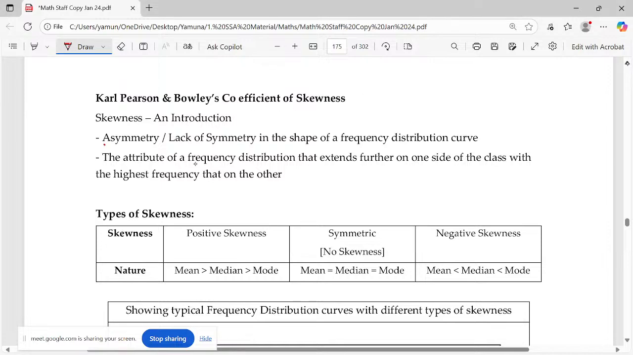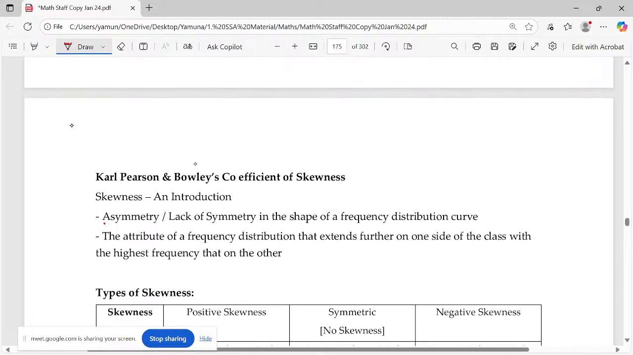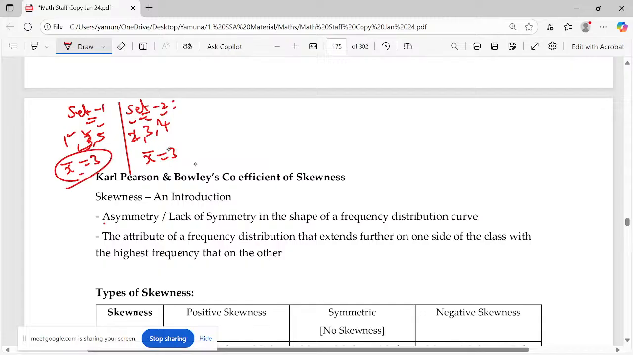I have a data set 1 which has the values 1, 3 and 5. Okay, 1, 3 and 5. What is X bar? 3. I have set 2, sorry, 2, 3 and 4. What is X bar? The same 3. See, the values are different, but the representative is the same X bar.